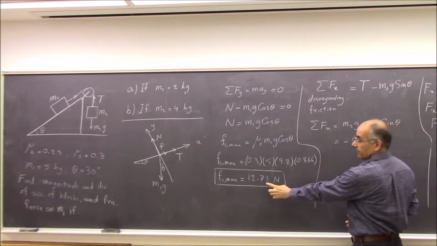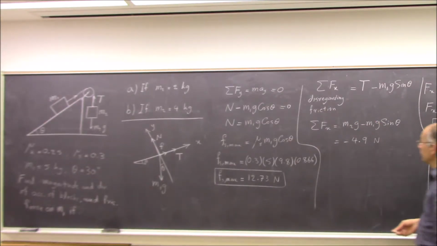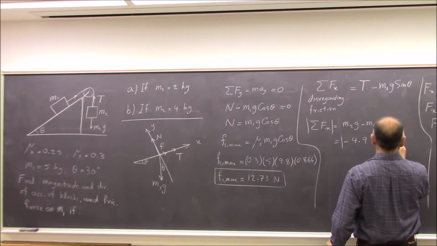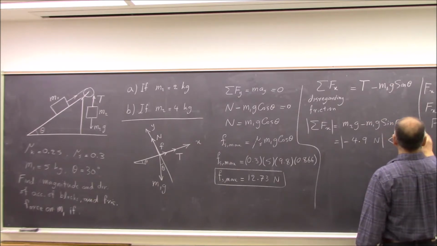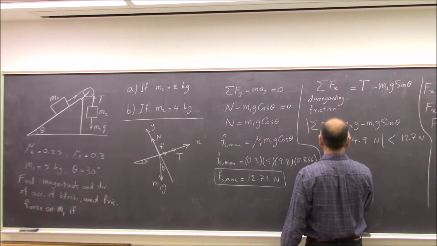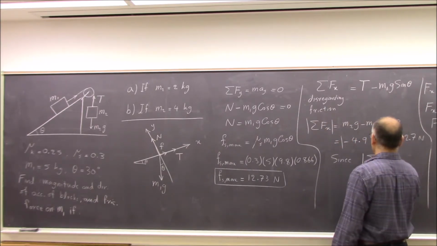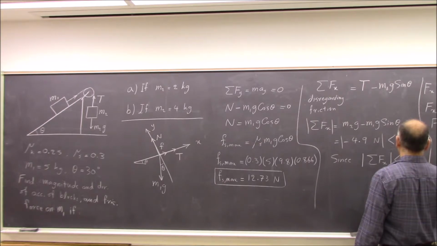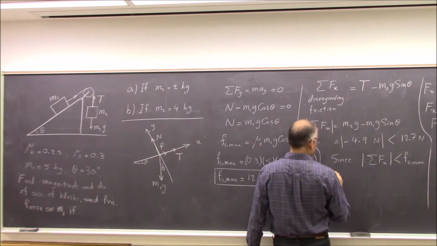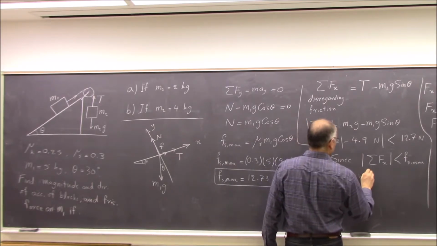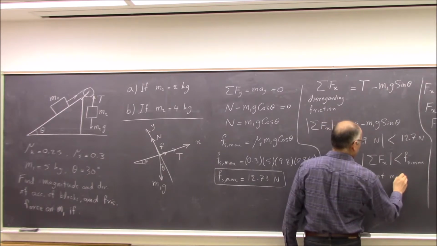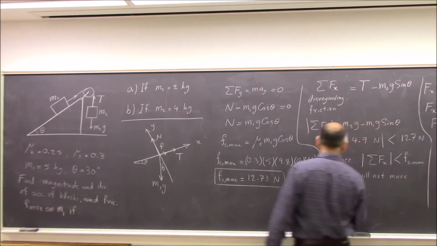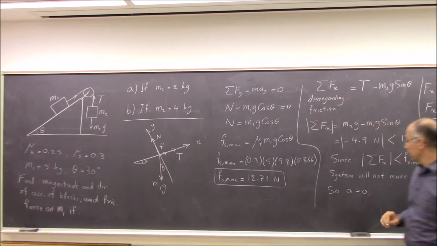And you see that this is smaller than Fs max. If you take the magnitude of this, it is smaller than 12.7 Newton, which is Fs max. So since the sum of all the x components is less than Fs max, the system will not move. Right? So the acceleration is 0 in this case.